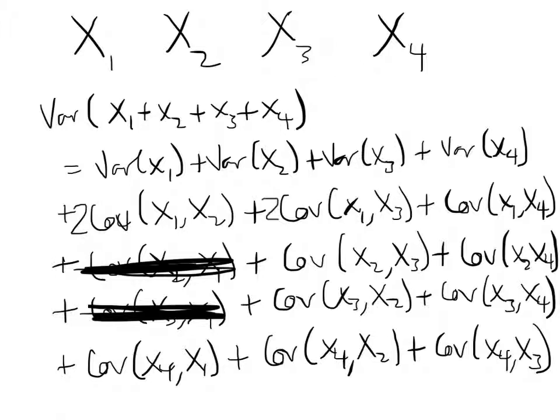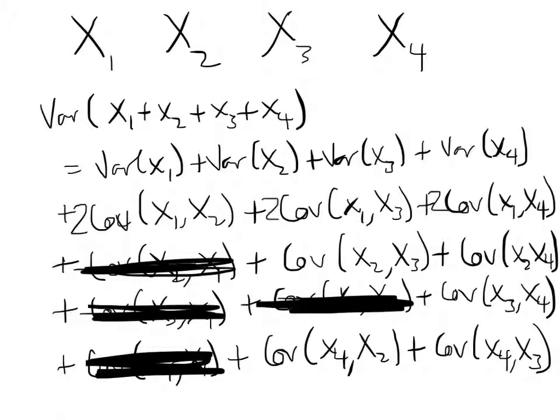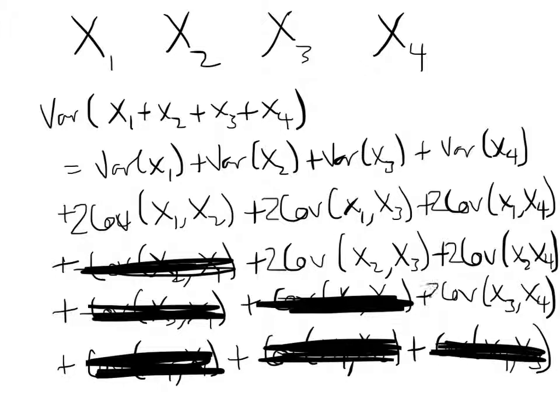Now let's find covariance of x1 with x4, x4 with x1. Let's eliminate that one, put a 2 there. We can eliminate this one, x3 with x2, and put a 2 in front of the x2 with x3. We can eliminate the x4 with x2, and we put a 2 in front of the x2 with x4. And then finally, we can eliminate this one and put a 2 here.